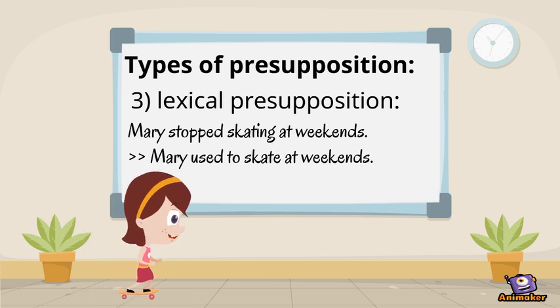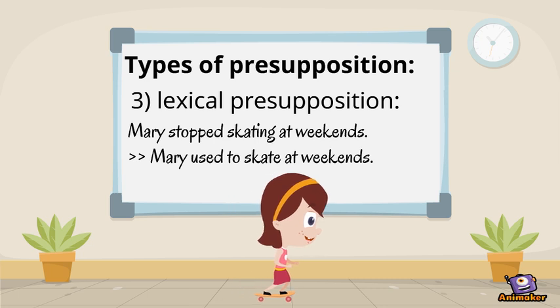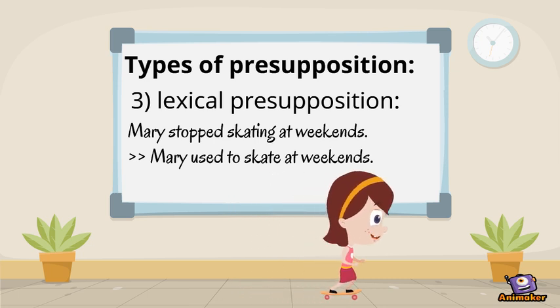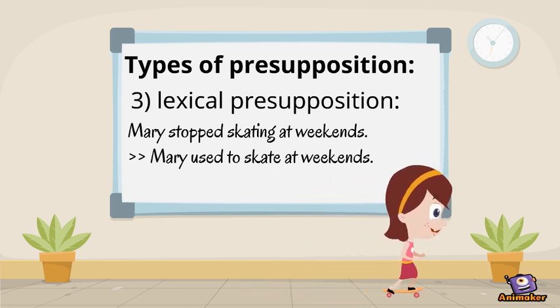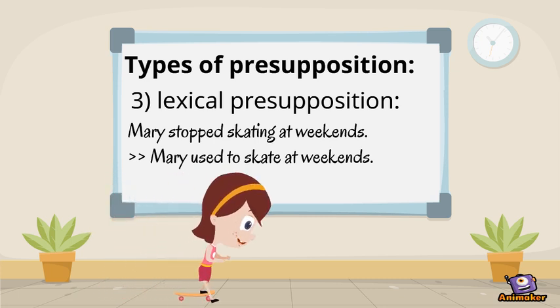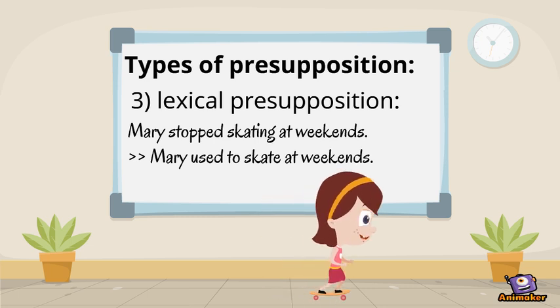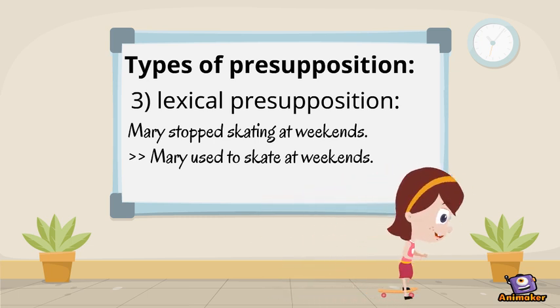Let's go on with the next one, which is lexical presupposition. The use of one form with its asserted meaning is conventionally interpreted with the presupposition that another non-asserted meaning is understood. This can be seen in the following example. Mary stopped skating at weekends. We presuppose that Mary used to skate at weekends.